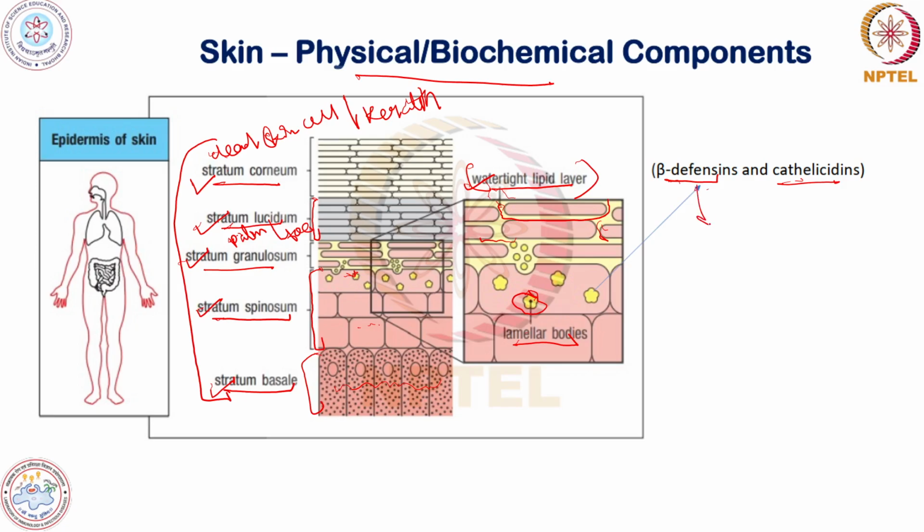What does beta defensin do? It disrupts the bacterial membrane and kills the microbes. Cathelicidin has a similar function. It helps in fighting bacterial, fungal, and viral infections. It prevents their replication and division. So these are the components of the skin.